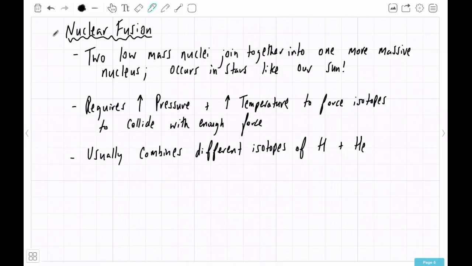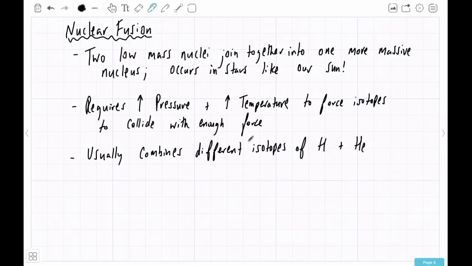As mentioned before, there are 2 kinds of nuclear reactions. We've talked about the first kind, nuclear fission. Now it's time to talk about nuclear fusion. And this one is quite a lot more interesting, in my opinion. Nuclear fusion involves 2 low-mass nuclei joining together into one more massive nucleus. And this occurs in stars like our Sun. However, it requires insanely high pressure and ridiculously high temperatures in order to force these 2 low-mass isotopes together with enough force. The most common isotopes that we see in this process are different isotopes of hydrogen and helium.